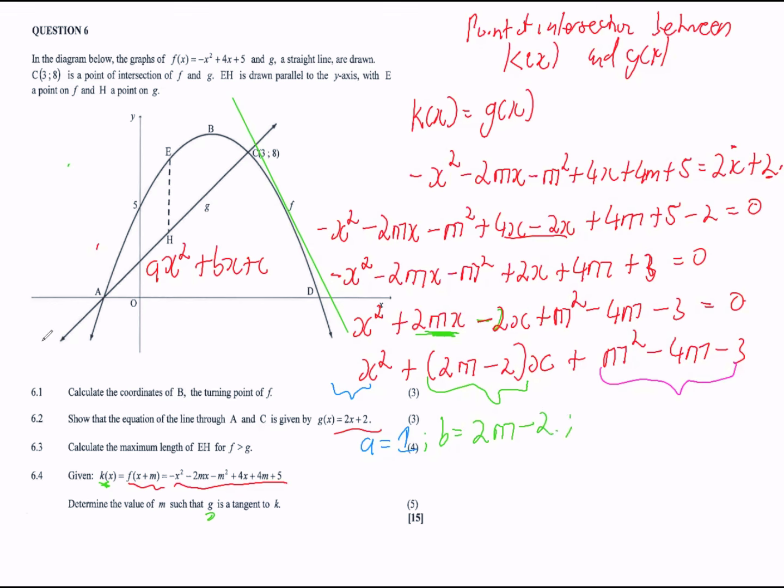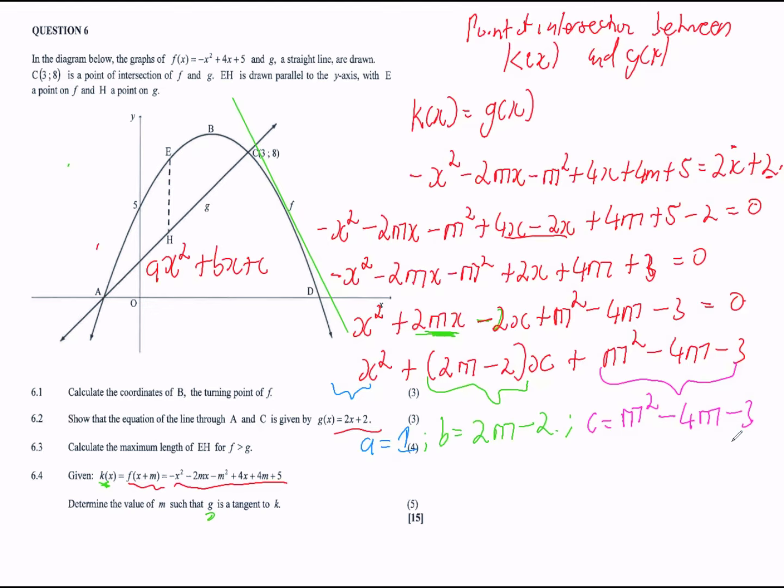What is the constant? The constant would have to be everything that does not include x. Everything that does not include x is the value of c. Okay, now I want to use the nature of roots.